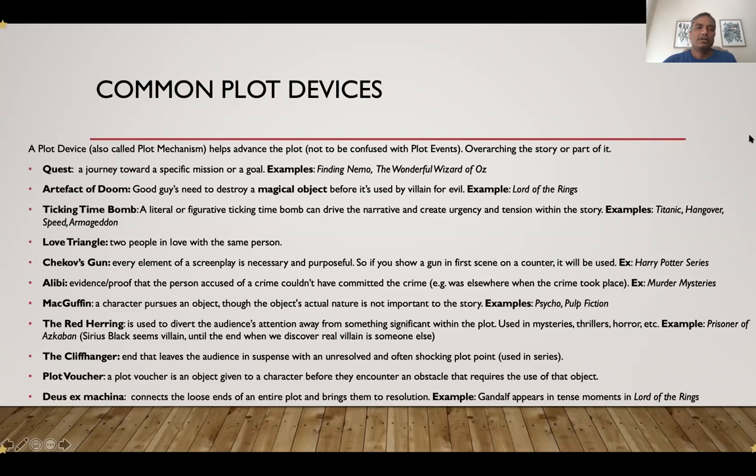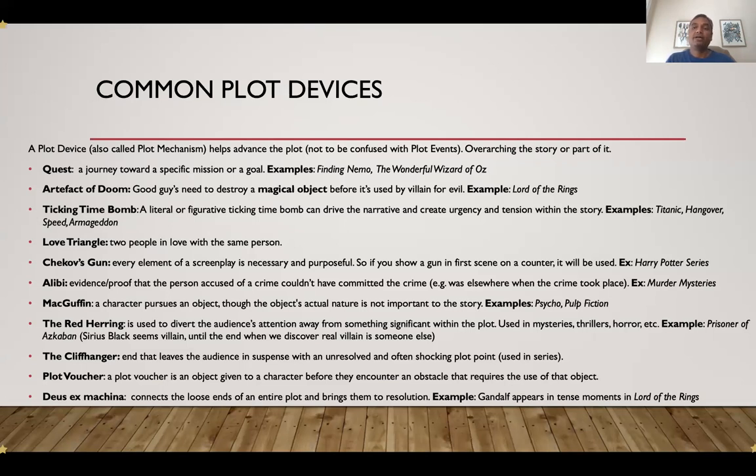Now on to the common plot devices. So what is a plot device? Let's spend some time on that. You know the plot now. You know the plot. Here are 7 events that comprise the plot. But actually, if you think about this more, what is really binding those events together? What is that background theme that is making the plot come together, right? And making the plot move from one event to another event, right?